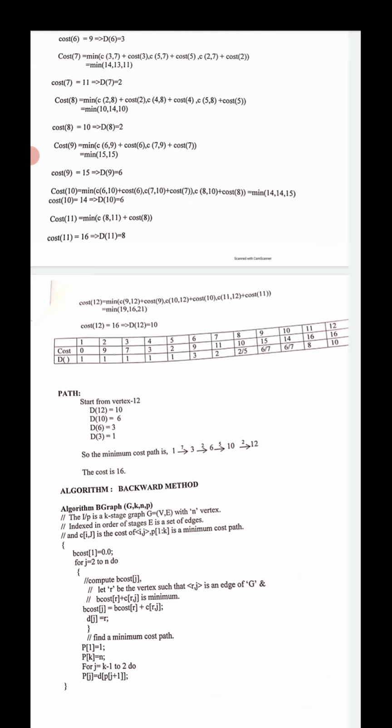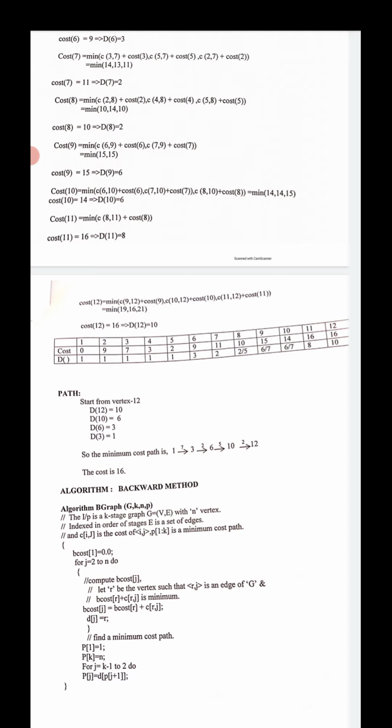Okay, now we have to start from vertex 12. Listen carefully. Here, look at the box. Starting from vertex 12, the destination of 12, how much can we get? 10. Now we have to look at destination of 10. Destination of 10 is 6 or 7. We have to take the first preference, 6.